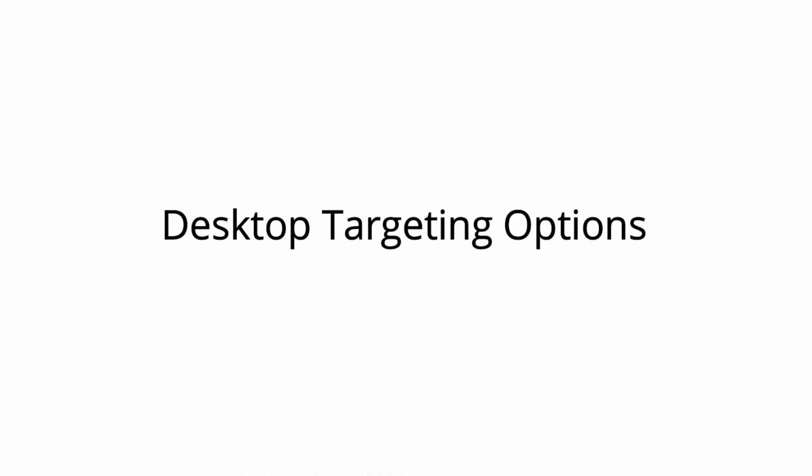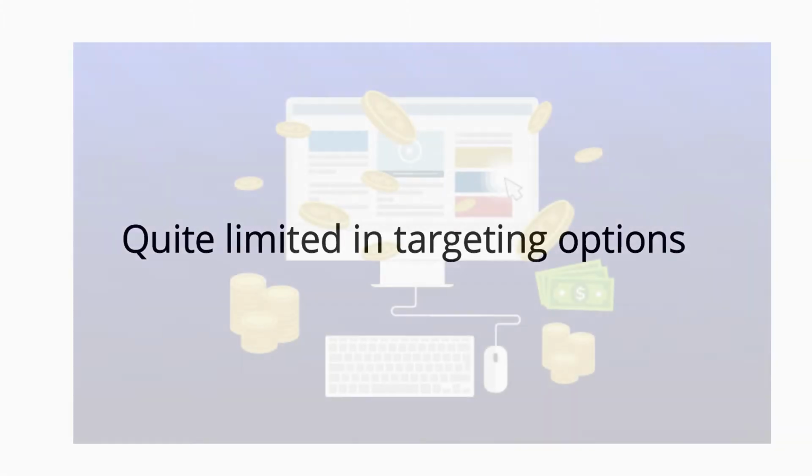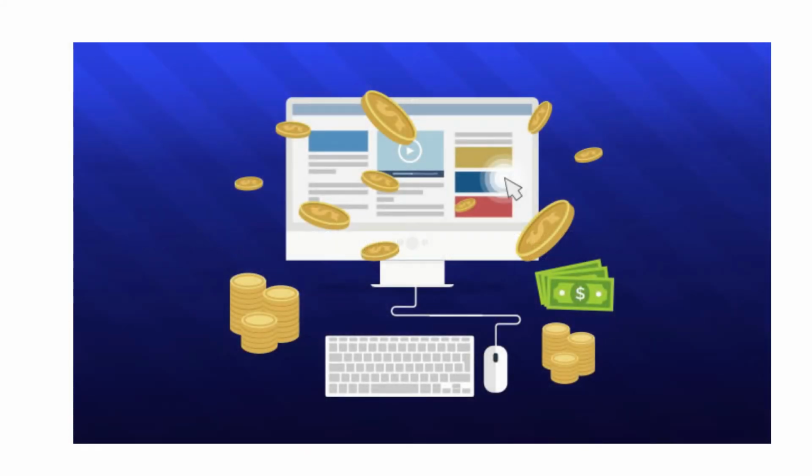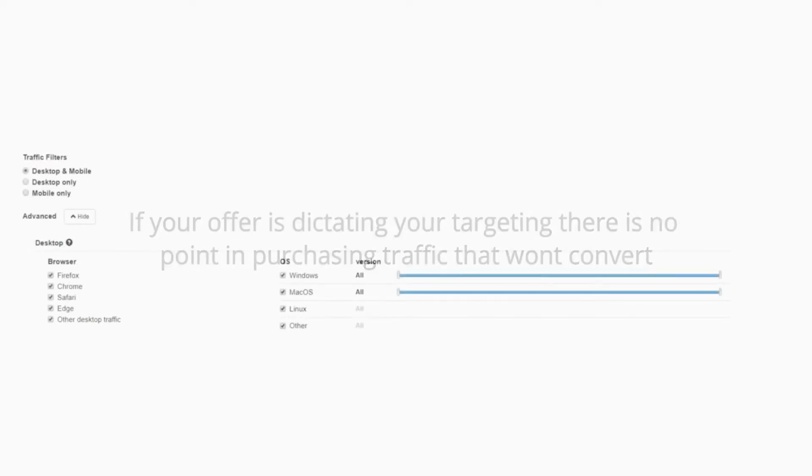Next, we're going to talk about desktop targeting options. The majority of desktop buyers are doing software installs on a cost per installation basis, which means they are quite limited in targeting options. Some of them are not willing to buy users on older machines, which makes sense, as the offer itself wouldn't be able to convert. So if your offer is dictating your targeting, then there is no point in purchasing traffic with no potential installs, right? That makes no sense.